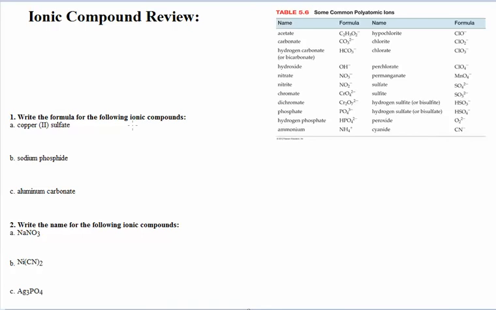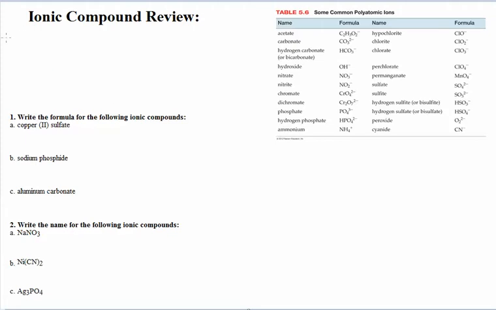Alright, so this is going to be a review of the previous unit, and the reason why is I want to make sure that you are comfortable writing the name of ionic compounds and then also writing the formula for ionic compounds. There's going to be some work with molecular compounds, but not as much, so I wanted to focus on ionic compounds for right now.